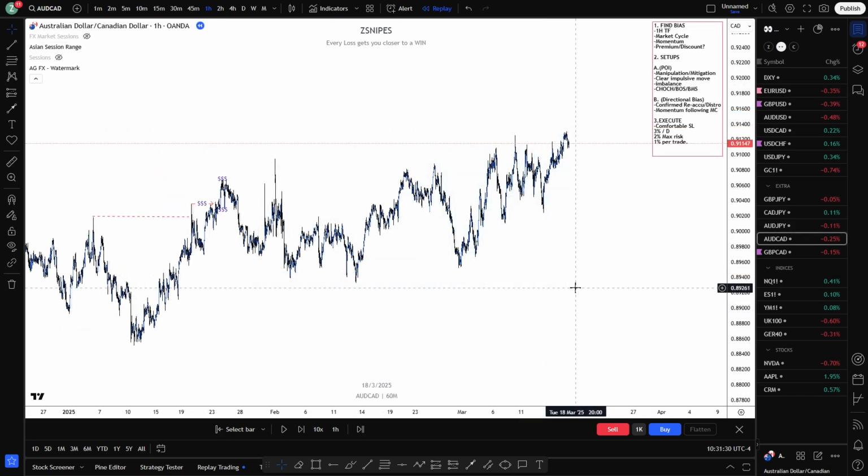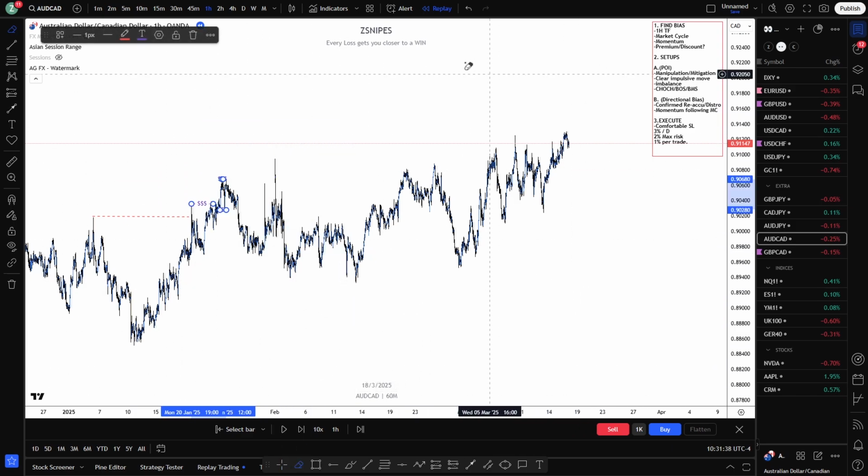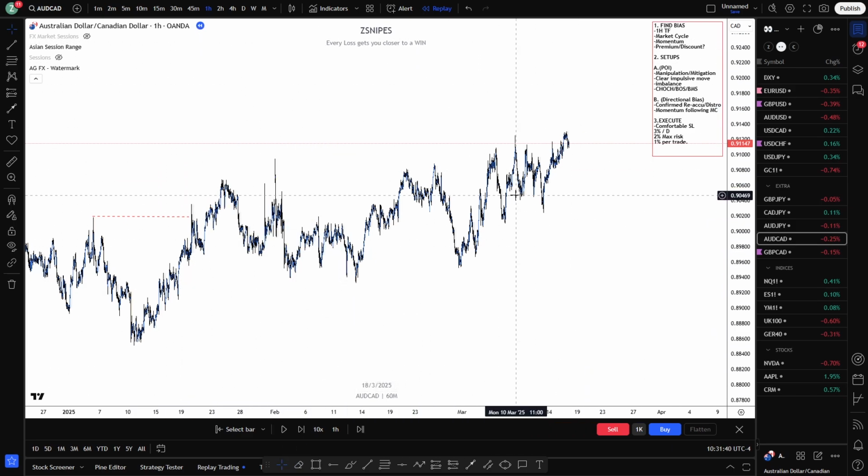All right, guys. So here we are on a fresh chart, and we're going to go back in the replay feature. We're going to use this to talk about what we're using to identify this setup and how we identify our key supply zones, our key demand zones, and why we should be looking for which one.